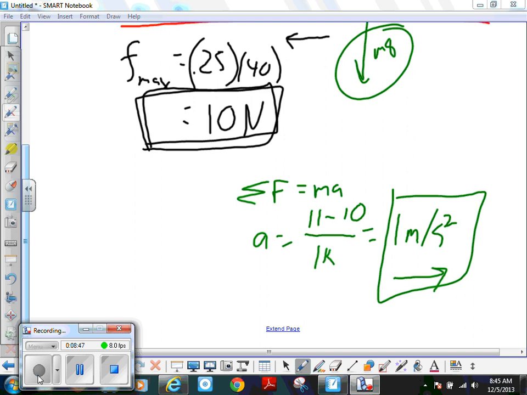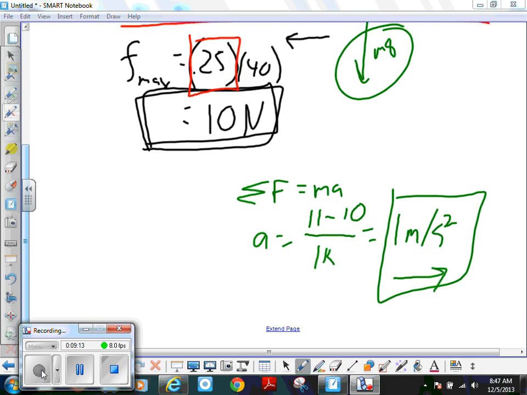So the question was, why does it max out at 10? Well, because we've described the relationship between the surface of the box and the ground to have this coefficient of 0.25. Now, if it was rougher, if it was harder for you to move the box, then this coefficient might be 0.5 or 0.4 or something like that. And then it would max out at a higher amount.